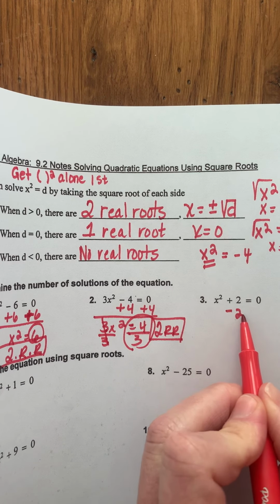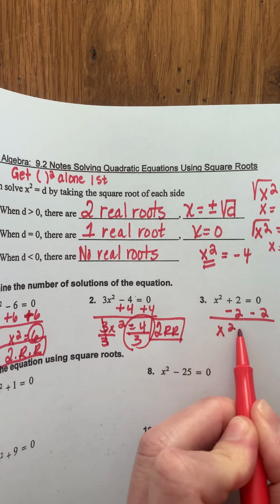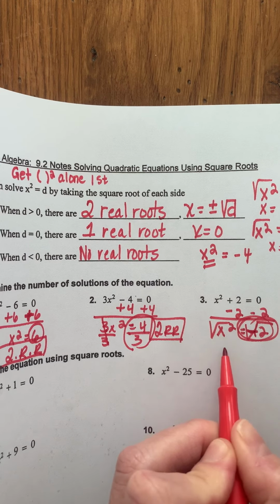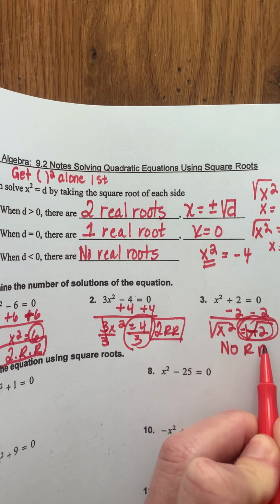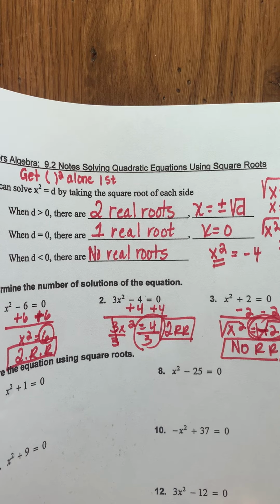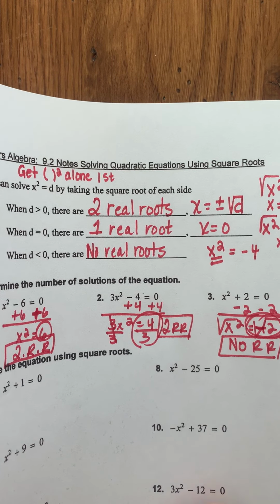This last one, you get it alone and take the square root of both sides. Can't take the square root of a negative, so no real roots. So if it equals a positive, you have 2 roots. A 0, you get 1, and a negative, you get none.